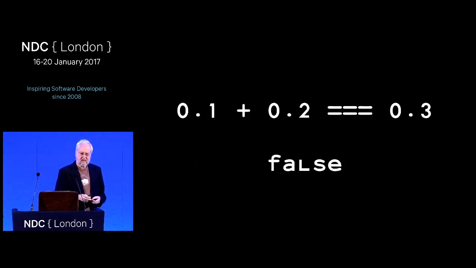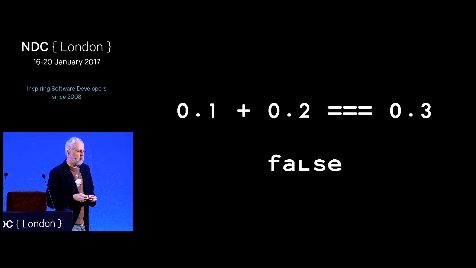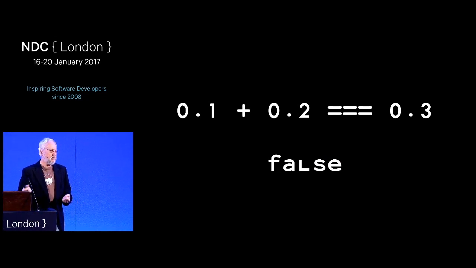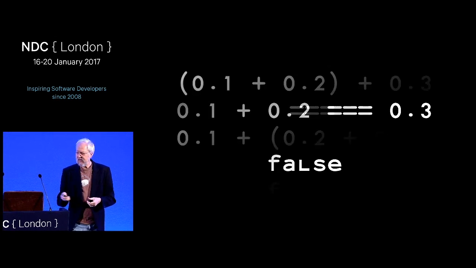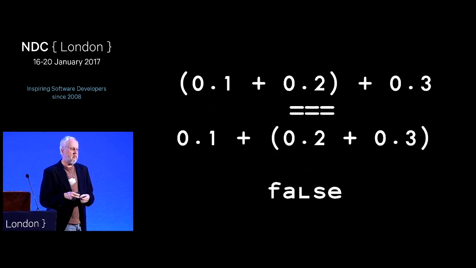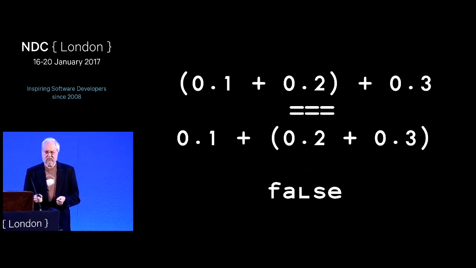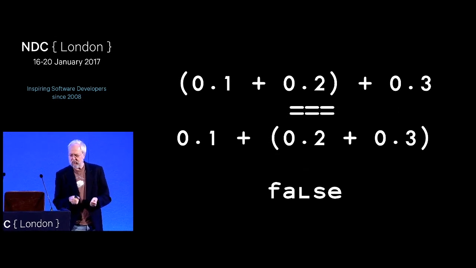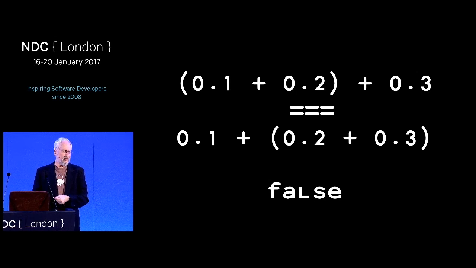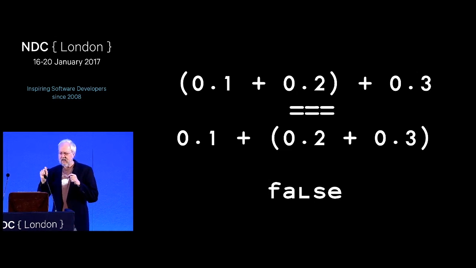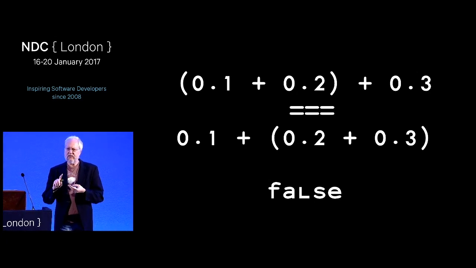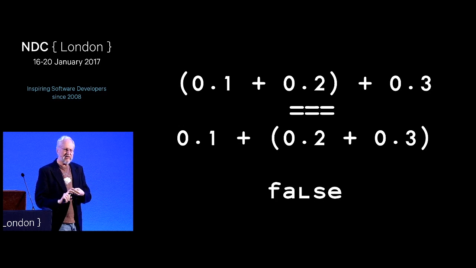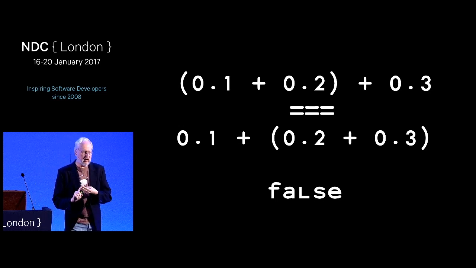Here's a famous example, and this is true of almost all of our modern languages today. 0.1 plus 0.2 is not equal to 0.3. And I think this is shocking. I think this is inexcusable. But it gets worse than that. It breaks the associativity. So 0.1 plus 0.2 plus 0.3 is not equal to 0.1 plus 0.2 plus 0.3. Associativity works in computer arithmetic if the two operands are represented exactly and if their result can be represented exactly.